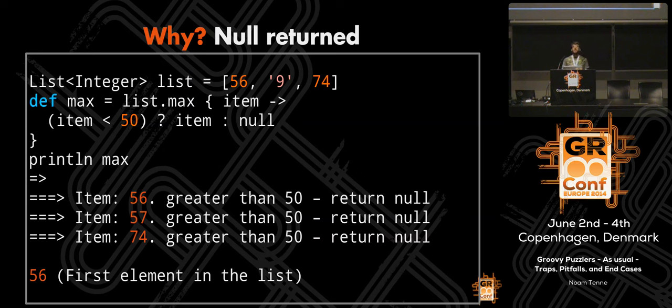But if you remember, and if you've read the Java doc, sorry, the Groovy doc, of max property, you know that returning null on every iteration of the maximum closure will result in the first element of the list, regardless of the evaluation. 56. People, that's nice.